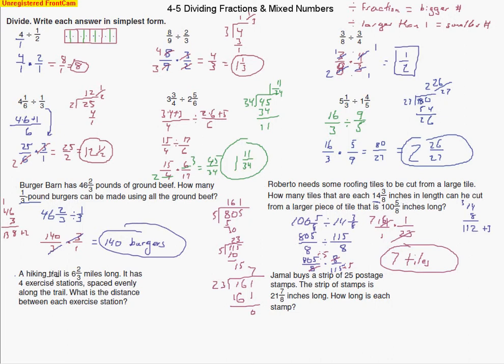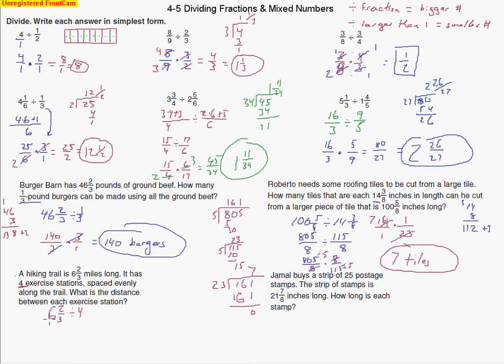Here it says a hiking trail is 6 2/3 miles long. It has 4 exercise stations spaced evenly along the trail. What is the distance between each station? So we're dividing by 4. We're seeing how many even groups, 4 of them added together, make 6 2/3. And so that's what I'm dividing by, is the 4. So 6 2/3 divided by 4.